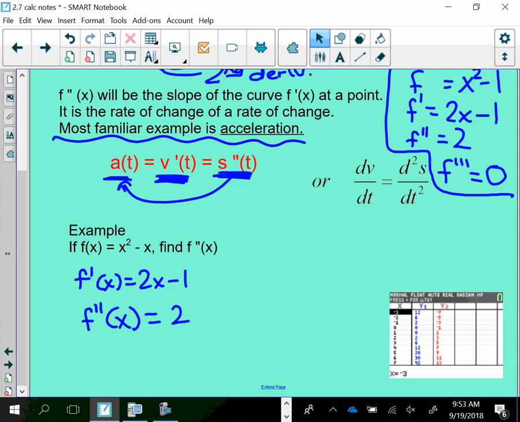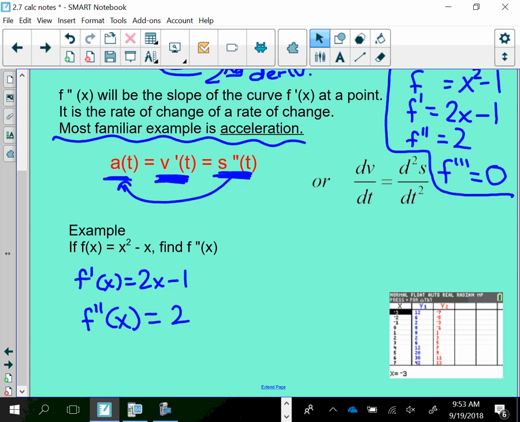Okay. And remember, the second derivative is the derivative of the derivative. So you're just saying, well, what's the slope? This is a line. That's the only one that you do quick like that, right now anyway. Okay? All right.